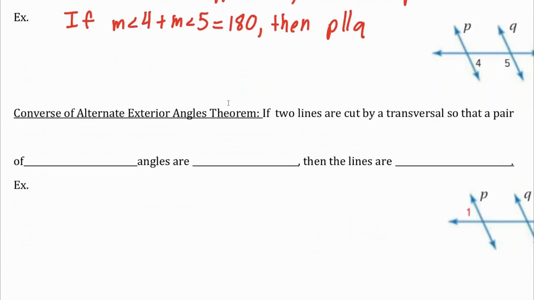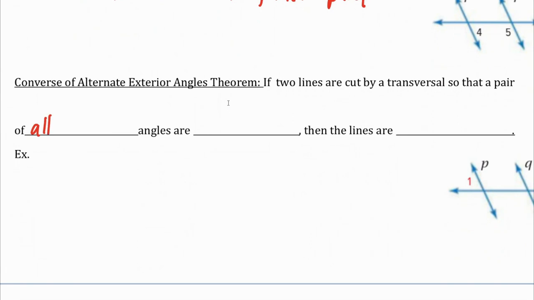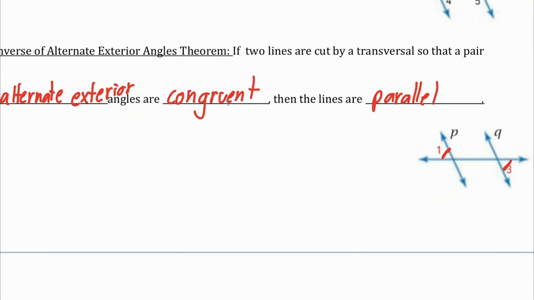And then our last converse is if two lines are cut by a transversal so that a pair of alternate exterior angles, what do we need these to be? They do need to be congruent. So if this is congruent to this, these are alternate exterior because they're outside of the lines and on opposite sides of the transversal, then we can say the lines are parallel. In this case, if angle 1 is congruent to angle 3, then we can say these two lines are parallel. P is parallel to Q.